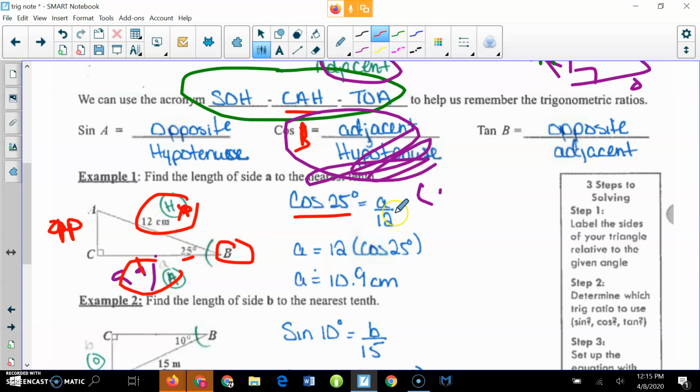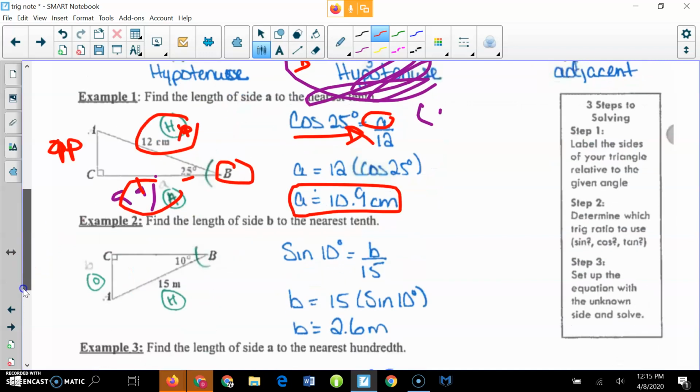There are two types of questions. The easiest is when the A, the unknown, is on top. When you want to solve for that, you take this 12 and move it across, and you multiply 12 by cos 25 and get your answer. All right, so that's how you do that one.